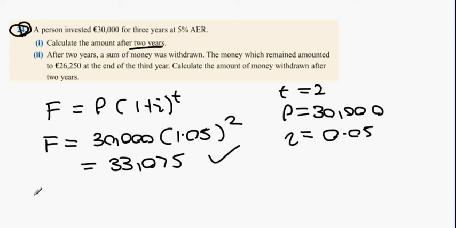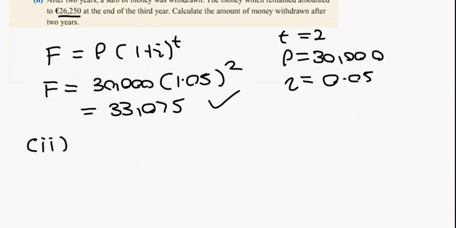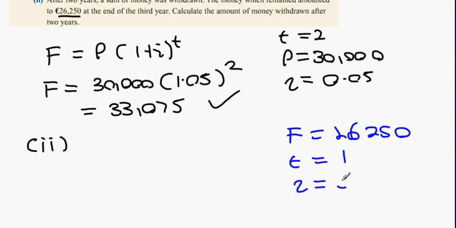After 2 years, a sum of money was withdrawn. The money which remained amounted to 26,250 at the end of the third year. Calculate the amount of money withdrawn after 2 years. So what happened at the end of this one is we have the final amount, which is 26,250. We know that t equals 1, we know that i equals 0.05, and we have to find out what we put in at the start of the third year. So we have to find out what the P value is, okay?